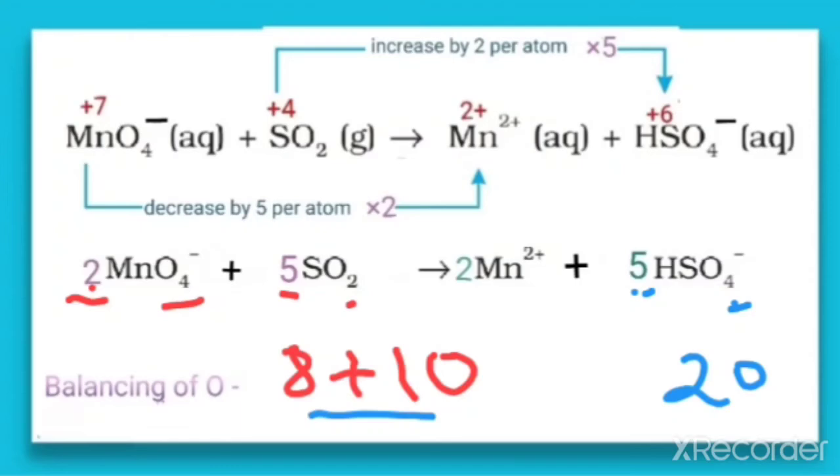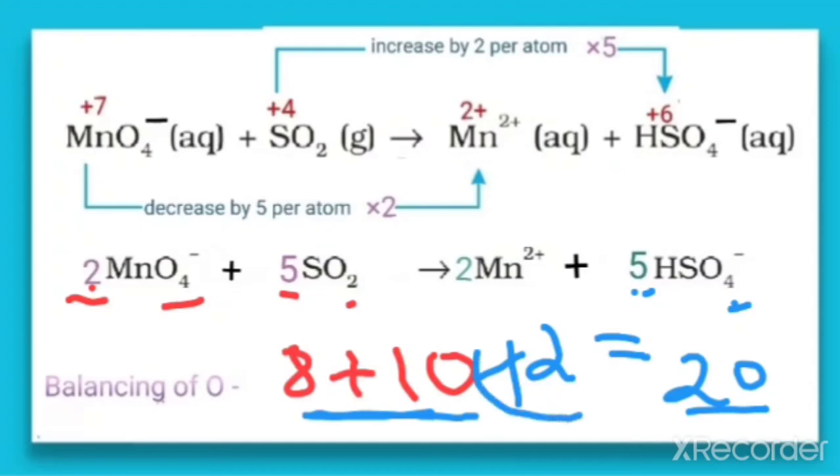So you have to add the number of water on the deficient side. And how much is the deficiency here? Because here 18 and here it is 20. So how much is required now? 2 more is required in order to equalize the number of oxygen on the left hand side and right hand side. It gets equalized when we add 2 oxygen. So we have to add 2 number of water. That is important here for balancing of oxygen.